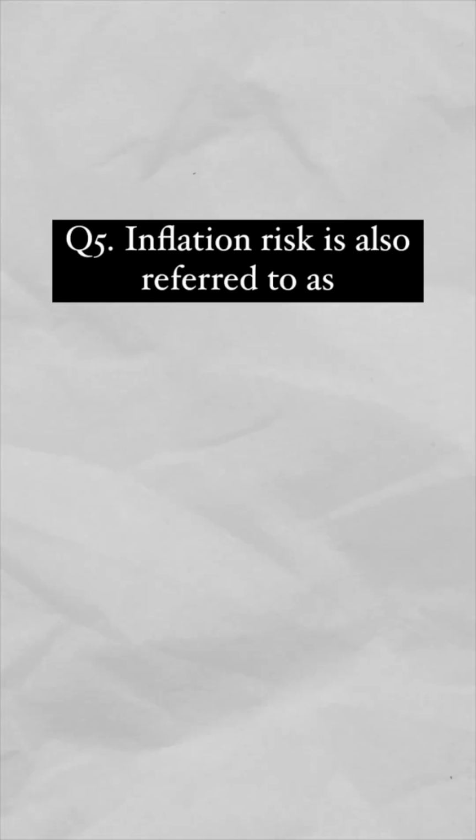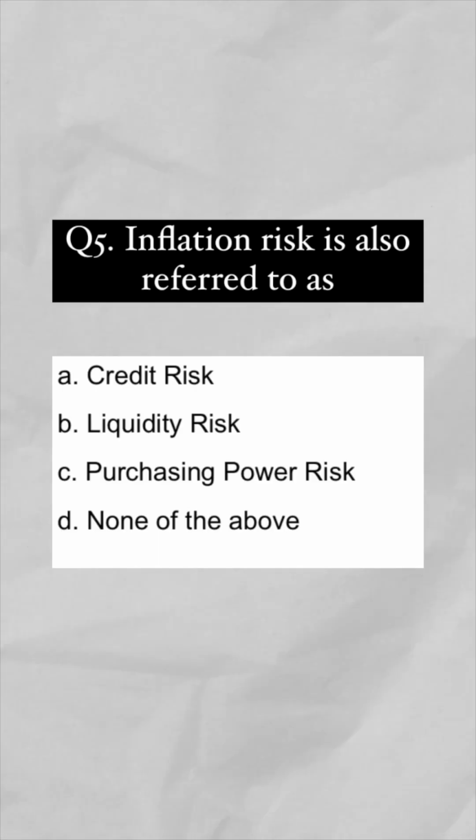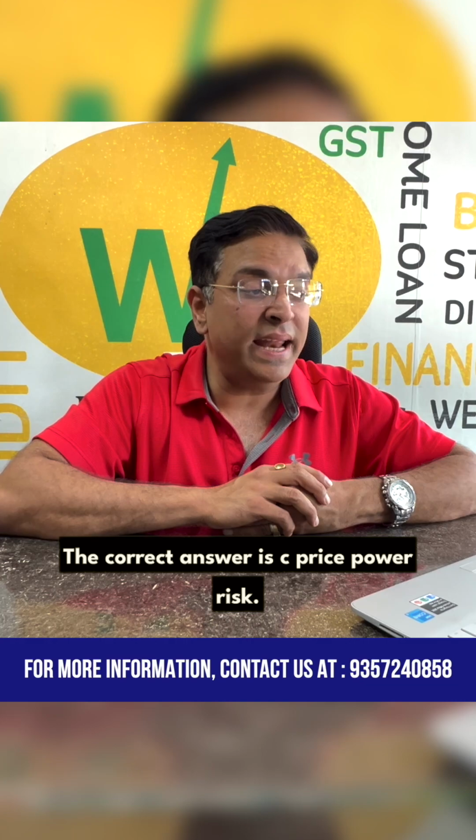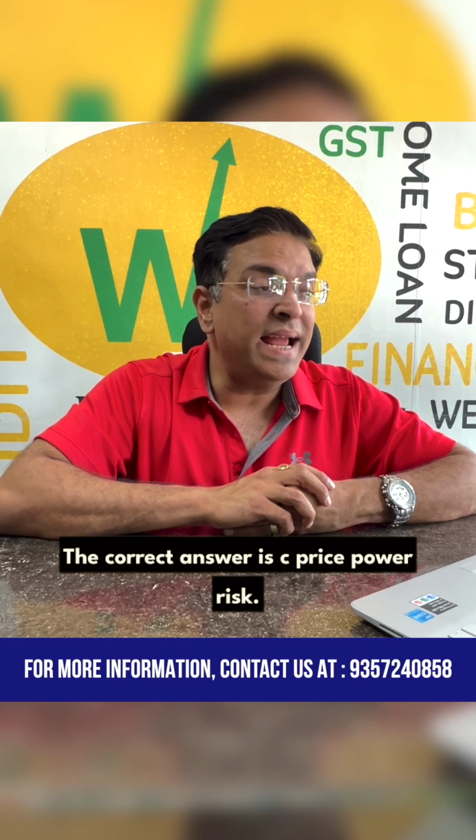Next we come to question number 5. Inflation risk is also referred to as credit risk, liquidity risk, purchasing power risk, and none of the above. The correct answer is C, purchasing power risk.